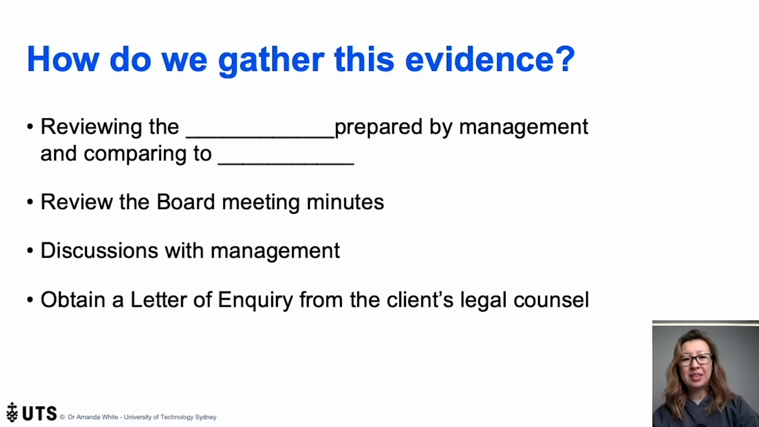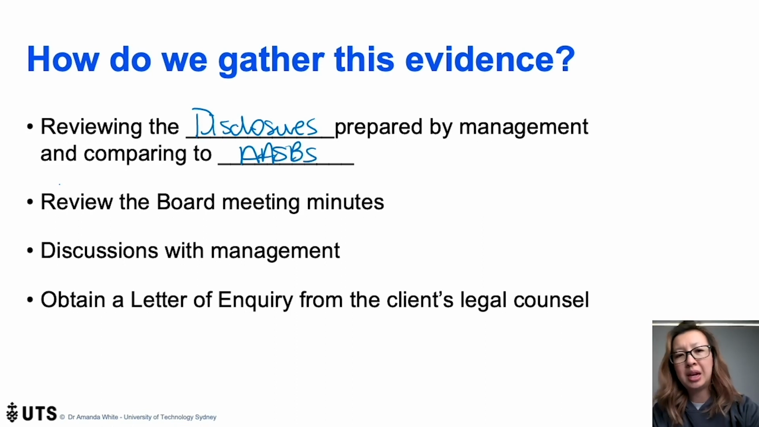So how do we gather this sort of evidence? Because trying to find things that could or could not be included that might result in future obligations can be really difficult. So we have to look at the disclosures prepared by management, because management should already be disclosing this in their notes to the financial statements, and comparing those disclosures to our AASB requirements. All right, so that's AASB 137, and depending on what the disclosure is about, or the contingent liability is about, there could be other standards.